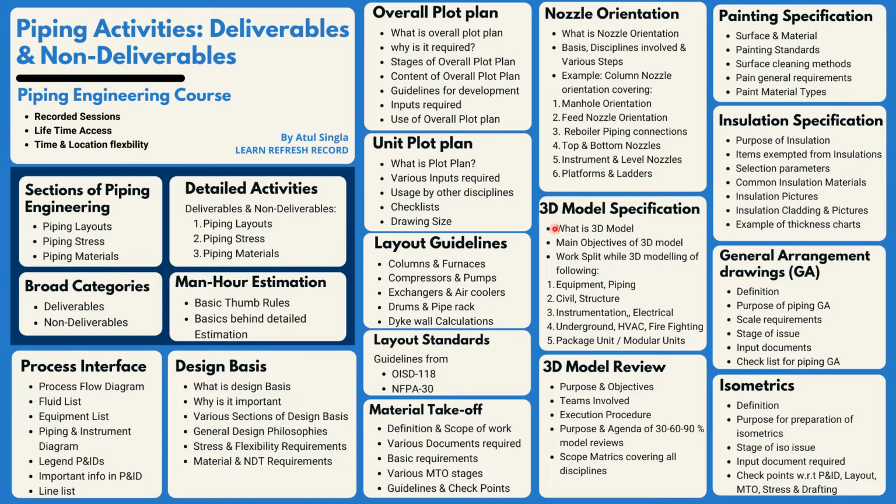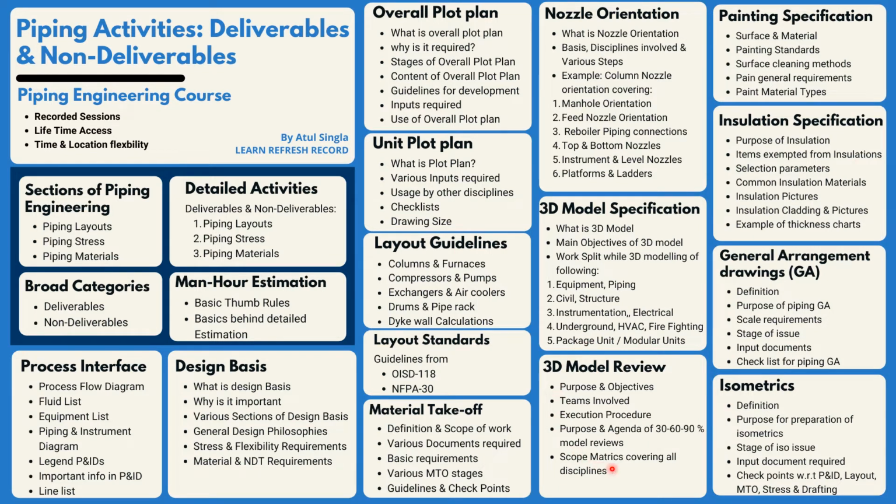Then we are going to cover the 3D model specification. This is again one of the basic documents which we develop at the very initial stage of the project, where we define what is a 3D model, what kind of software we are going to use, and what the various objectives are, what we are going to get out of this, and for various disciplines what the various items are that we are going to model in the 3D model. So this specification, which is developed at the initial stage of the project, talks about various requirements with respect to the 3D model.